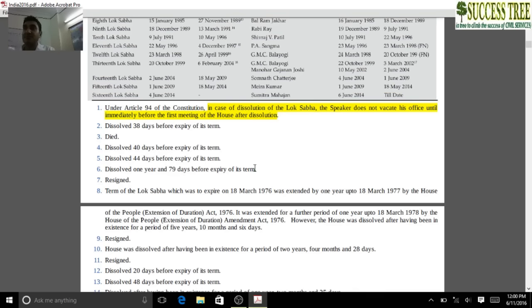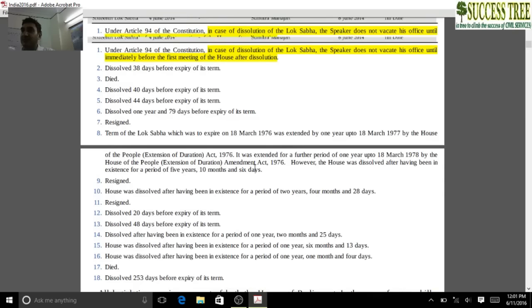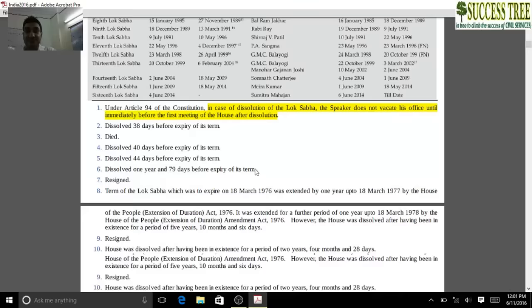Is the term of the Speaker coterminous with the term of the Lok Sabha? Yes, correct. So he will continue holding the position until just before the new Speaker is elected. Yes sir, every single thing is given. The major, the important points, every important point you will find here.